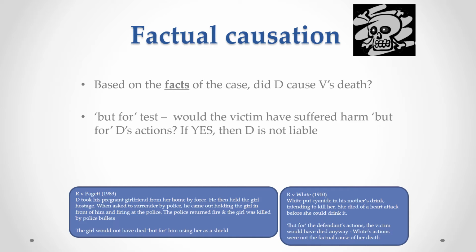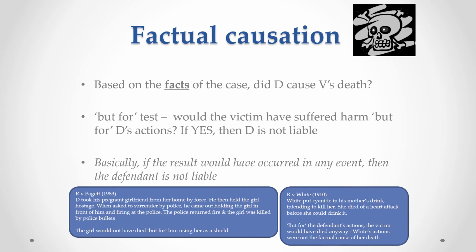Okay? So basically, if the result would have occurred in any event, then the defendant is not liable. We need to think, would the victim have died or suffered harm if it wasn't for the defendant's actions? If we think they wouldn't have been in that position, then of course the defendant will be liable.